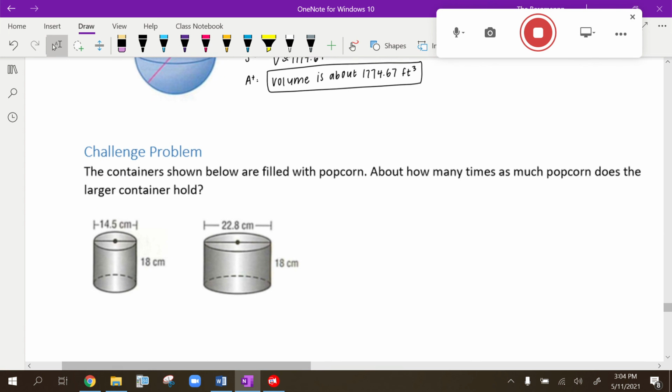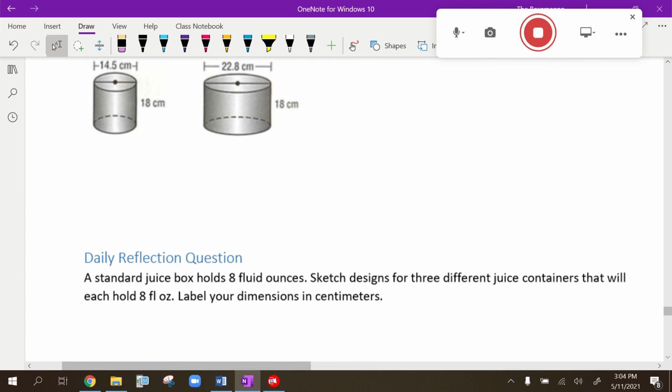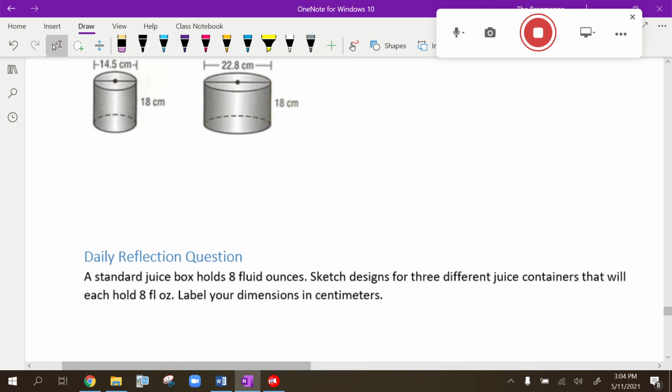Alright, challenge problem. The containers shown below are filled with popcorn. About how many times as much popcorn does a larger container hold? You can try that problem and see what you think. And finally, reflect on this question. A standard juice box holds 8 fluid ounces. Sketch designs for 3 different juice containers that will each hold 8 fluid ounces. Label your dimensions in centimeters.